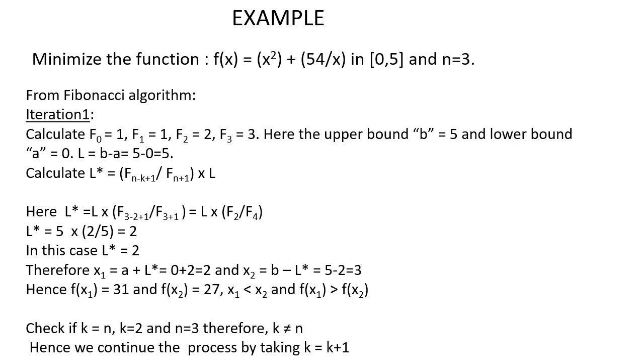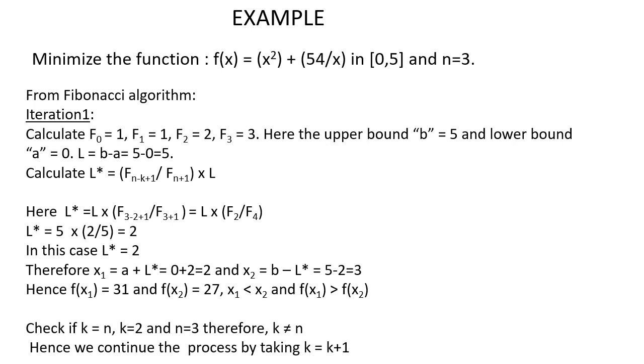So we have taken f of x is equal to x square plus 54 by x in the interval 0 comma 5, and we have taken n is equal to 3. In the first iteration we calculate F0, F1, F2 and F3. Here the upper bound is 5 and the lower bound is 0. So we get L is equal to 5 minus 0, which is 5. And then we calculate L star. Here I've calculated L star as 2.